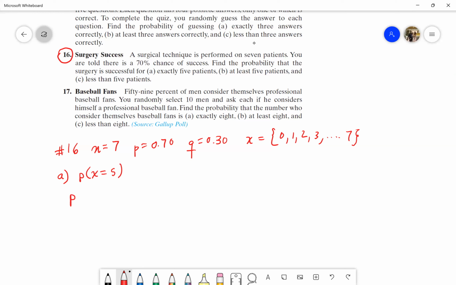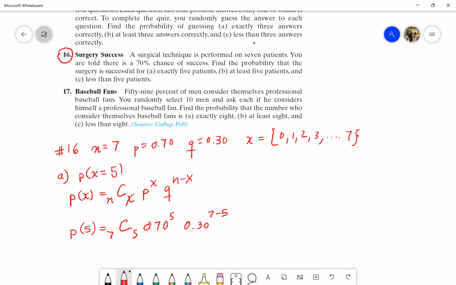So let's write down the formula for a binomial distribution. Probability of X equals nCx, p to the x, q to the n minus x. So the probability of 5 must equal 7C5, 0.7 to the 5th, 0.3 to the 7 minus 5. So exactly speaking, this is 0.70 to the 5th times, everything gets multiplied, times 0.30 to the 2nd.